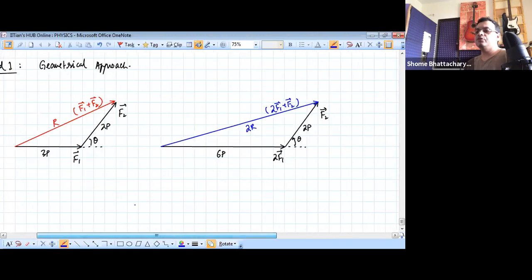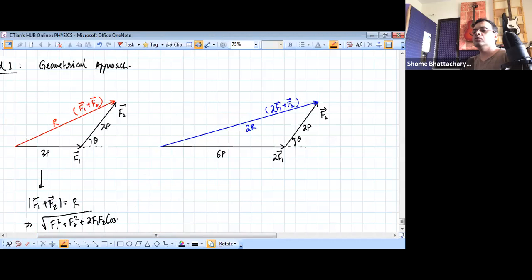Now from this we have to find out theta. From this information we have to find theta. So how will we find theta? By eliminating variables. So from the first triangle we will get this equation that mod of f1 plus f2 is equal to r. So that means square root of f1 square plus f2 square plus 2f1 f2 cos theta is equal to r. This is the statement of the triangle law.